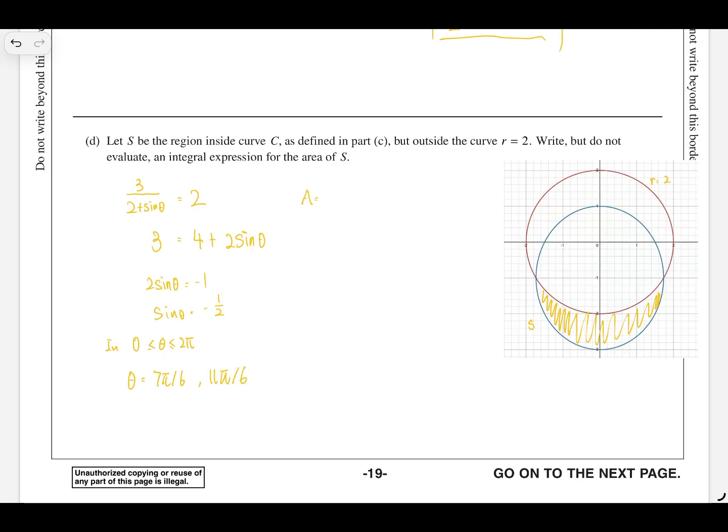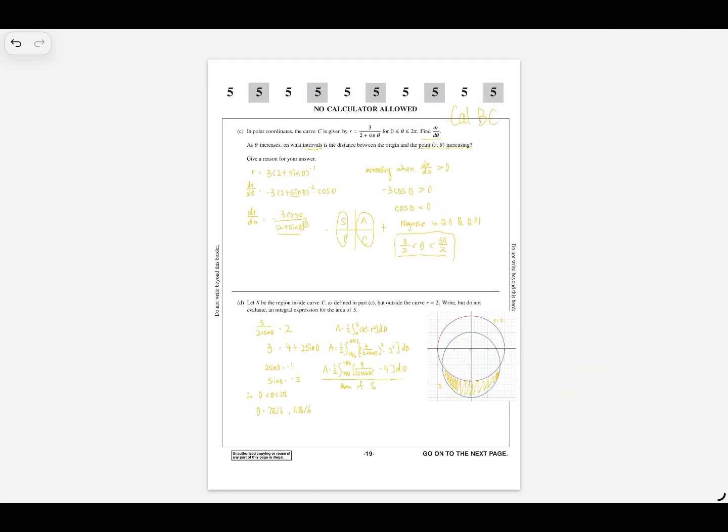The area between polar curves is 1 over 2 integral from a to b of big R squared minus small r squared d theta. And we can plug everything in. That gives the area equal to 1 over 2 integral from 7 pi over 6 to 11 pi over 6 of (3 over 2 plus sine theta) squared minus 2 squared d theta. And the final integral expression is like this, for the area of S. And that's everything for FRQ question 5.